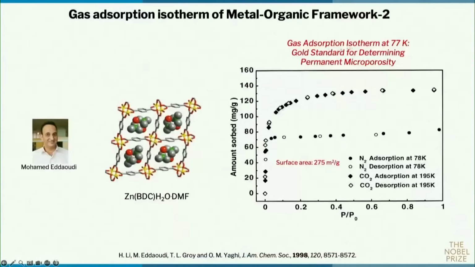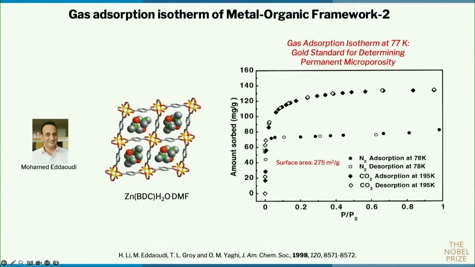And Mohammed's task was to do what everybody understood, especially in the zeolite field, was the gold standard for determining permanent microporosity: to measure a gas adsorption isotherm. It has to be done at 77 Kelvin and low pressure, so that things can diffuse spontaneously into the pores. And he did that experiment. That's the first time that a gas adsorption isotherm was measured for MOFs, and it was absolutely decisive.